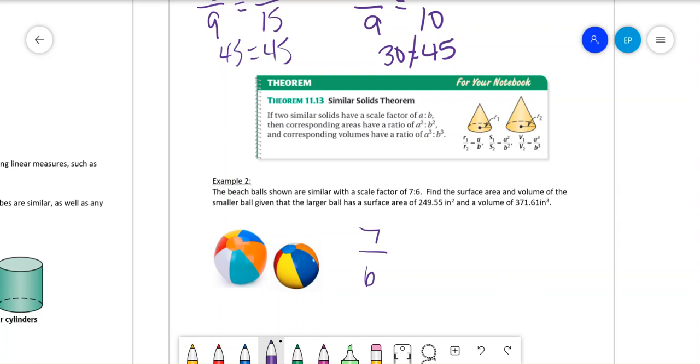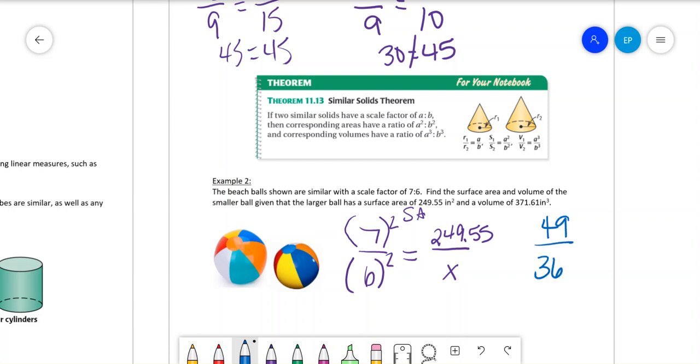Find the surface area and volume of the smaller ball, given that the larger ball has a surface area of 259.55 inches and a volume of 371.61 inches. If I'm doing surface area first, larger is on top, so this would be 249.55 to x. Most of us just want to cross multiply and divide, but for surface area I have to square my original values. So I'm working with 49 to 36 equals 249.55 to x. 49x equals the product of 36 times 249.55.